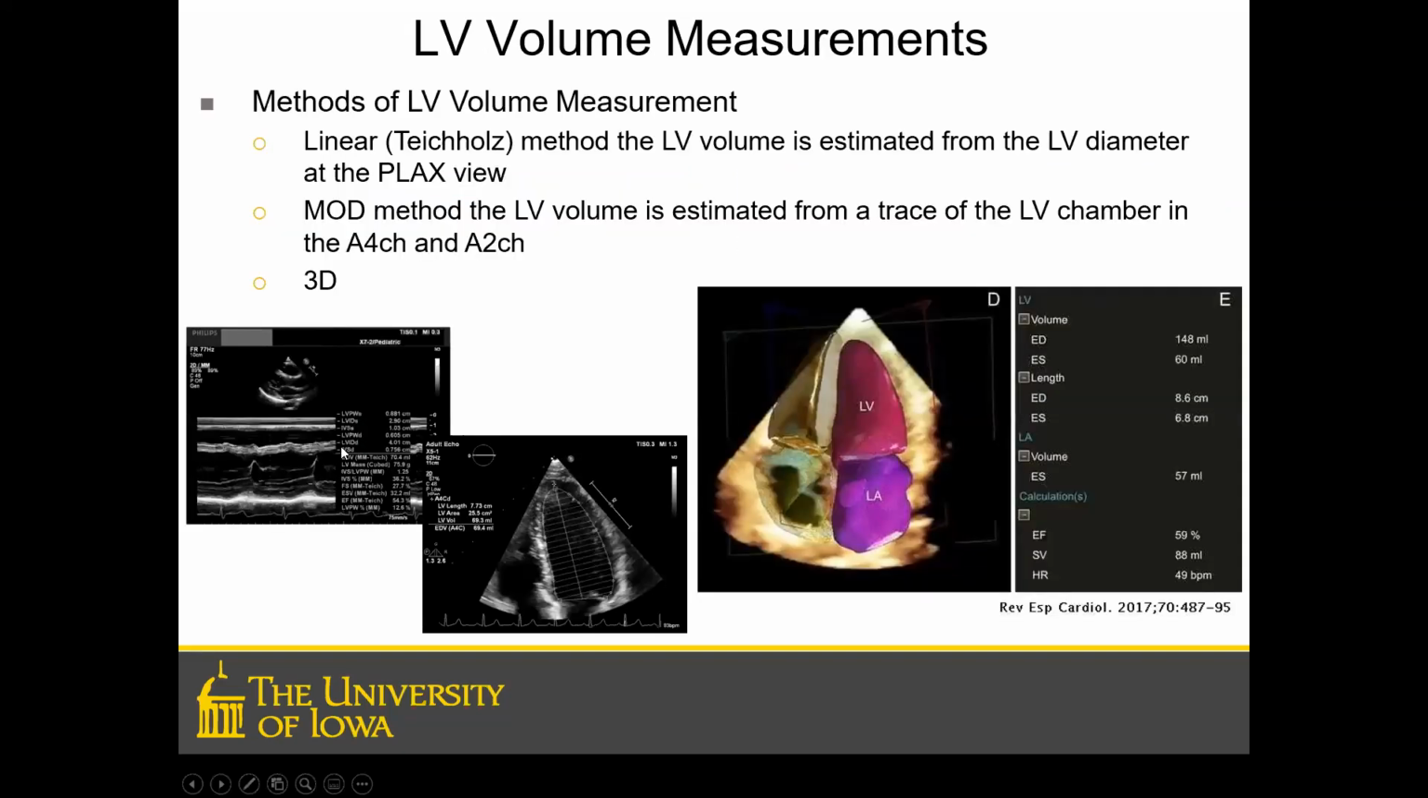So as mentioned, here's the Teichholz method, which is not preferred. Here's your method of disc, which we're going to talk about. And then here is 3D, which is beautiful. And we'll be getting more of that as time progresses.